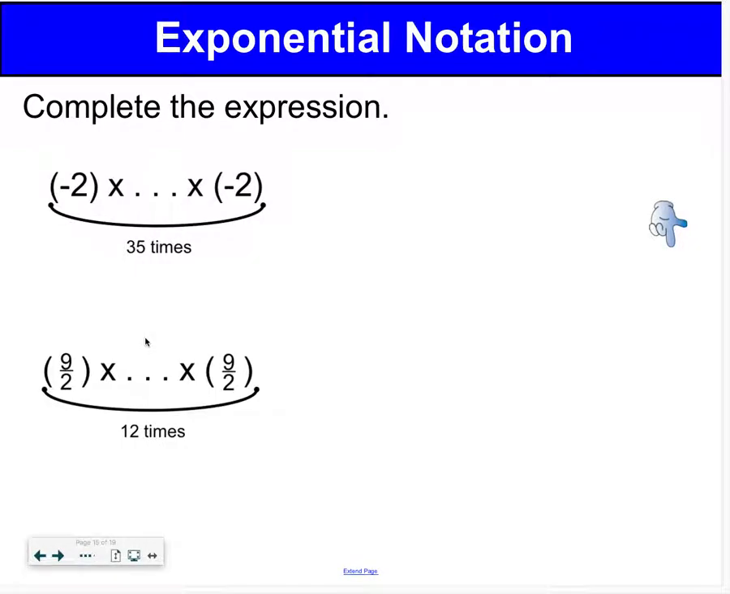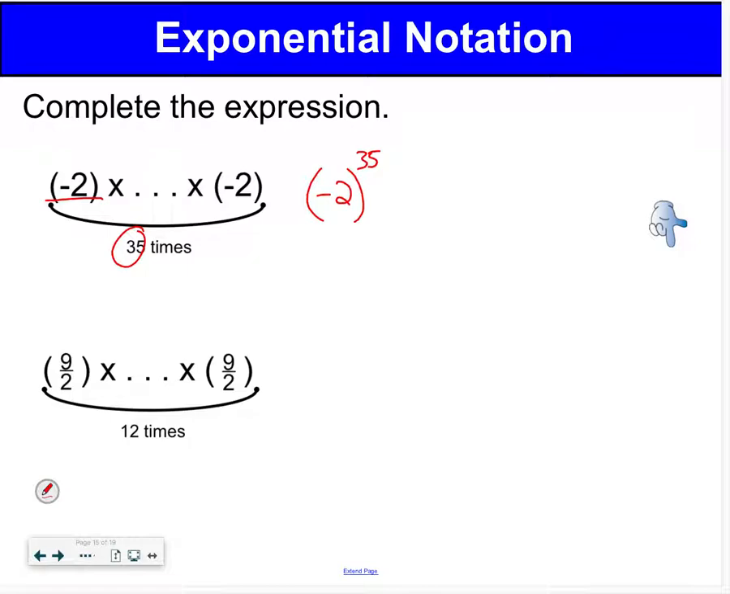Today in class, you learned about exponential notation. This is simply writing an expression using an exponent. In previous years, you've learned that repeated multiplication can be written using an exponent. For example, this -2 is multiplied by itself 35 times, so I can write that as a base of -2 and exponent 35.